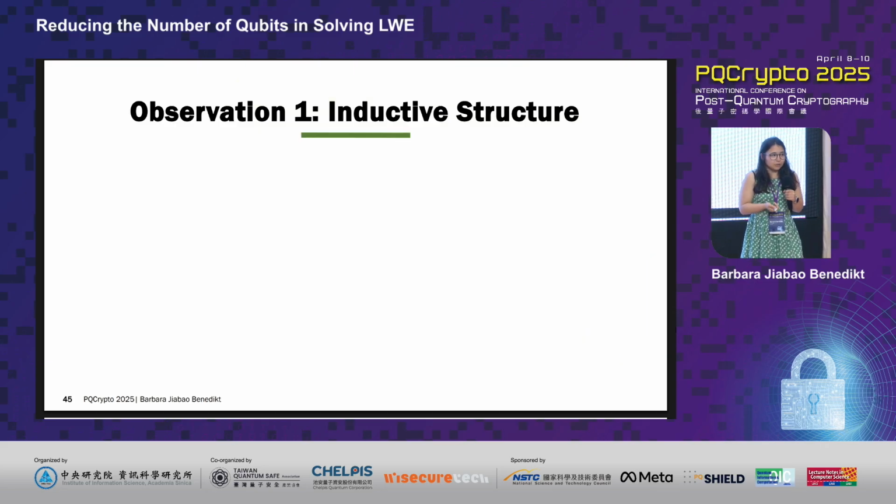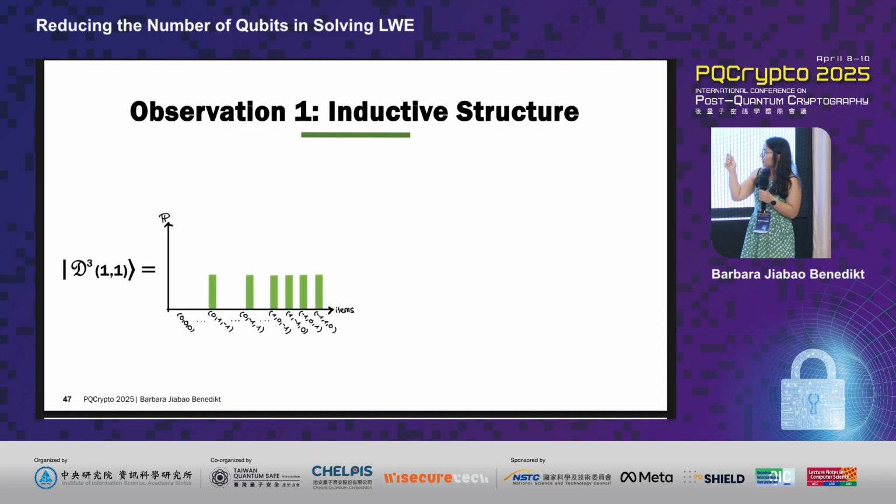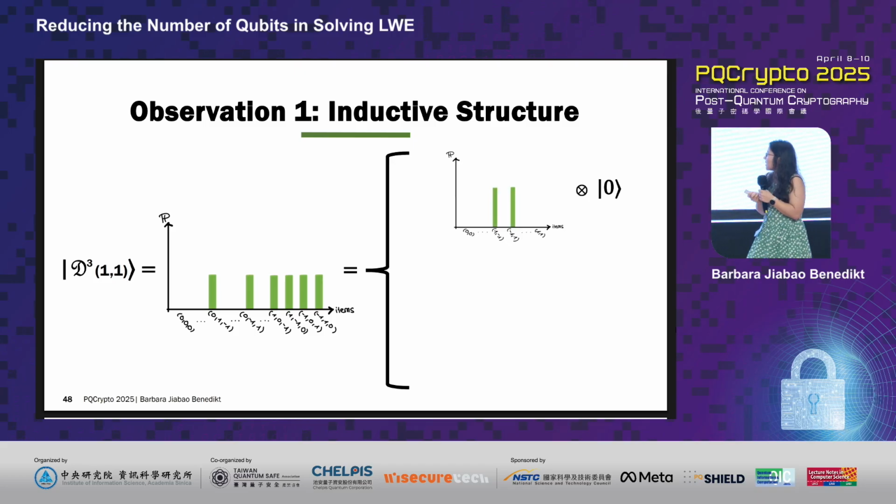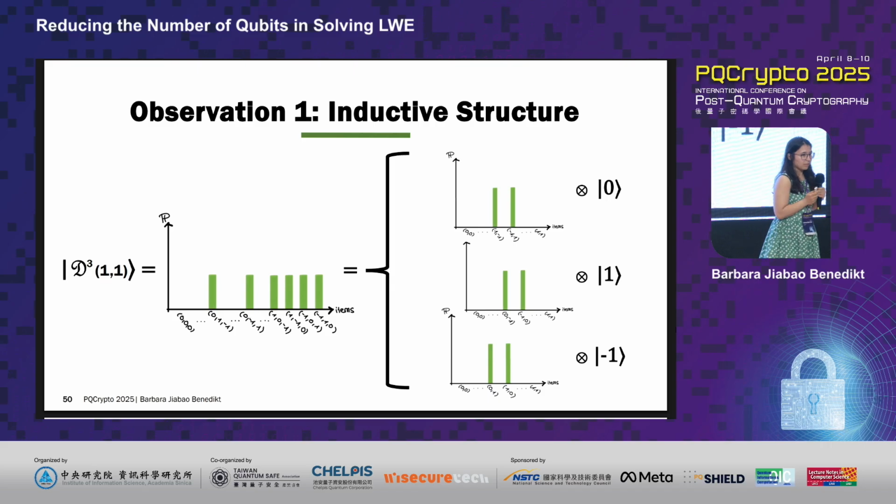To give you an idea of how to prepare them, we need to make 3 observations. The first one is that Dicke states have an inductive structure. Therefore, we look into a simple example, 3-dimensional Dicke states with weight 1, 1, which looks like this. If you take a closer look, you see that there are 6 vectors, so we have a uniform distribution over 6 vectors. Two of them have the entry 0 in the last entry, another 2 of them have the entry 1 in the last entry, so that we can divide this Dicke state by the last entry, which looks like this.